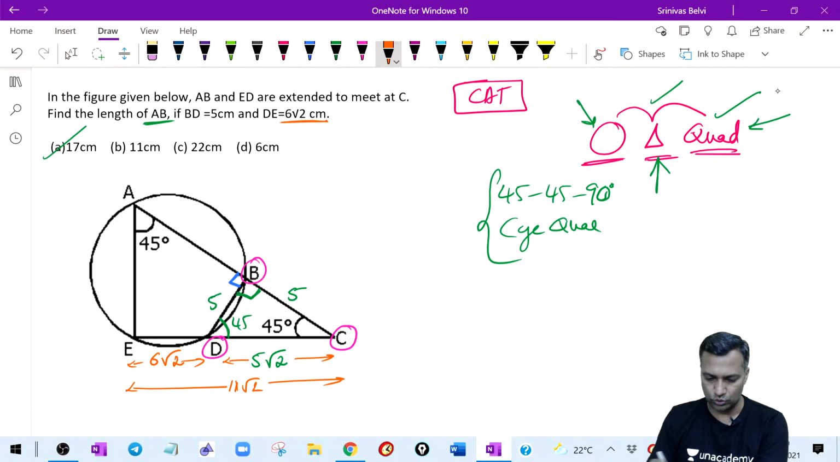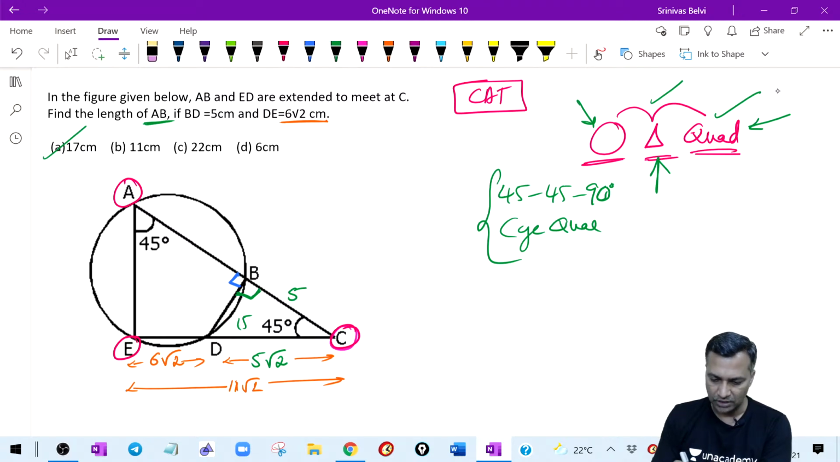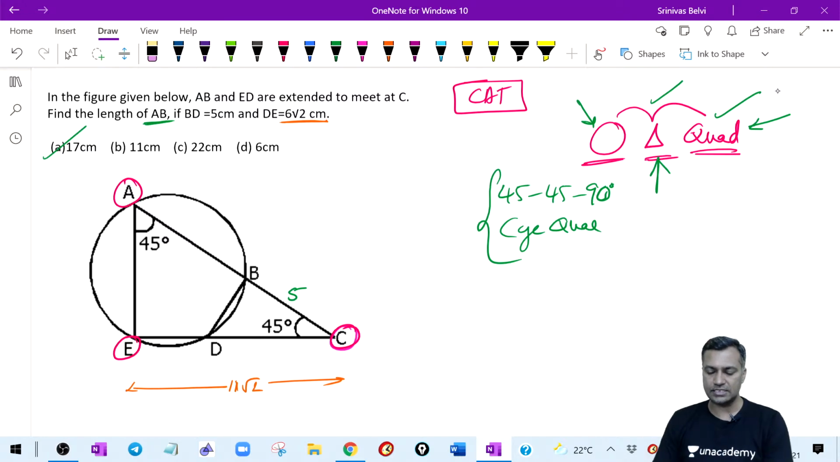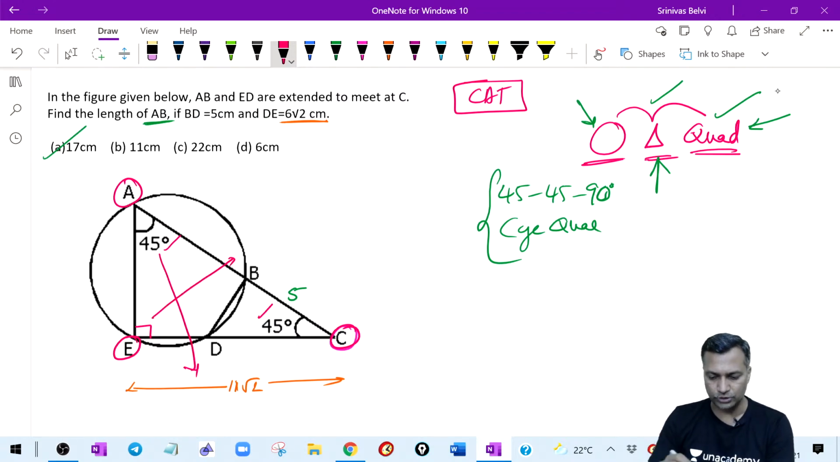If it is 11 root 2, now consider the triangle AEC. Look at A here, E here and C here. Forget the other parameters, they don't matter to us. Just look at AEC. AEC is another 45, 45, 90 triangle. Side opposite 45 is 11 root 2. Therefore, what will be the side opposite 90?